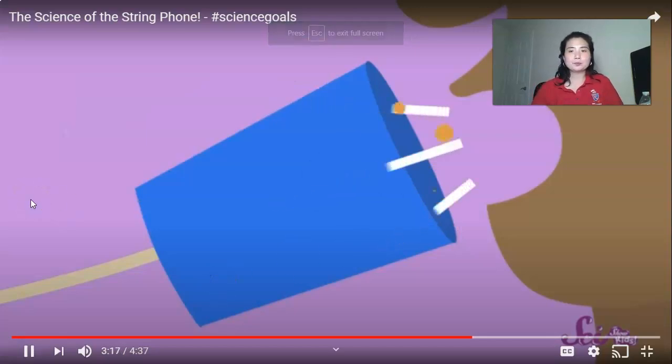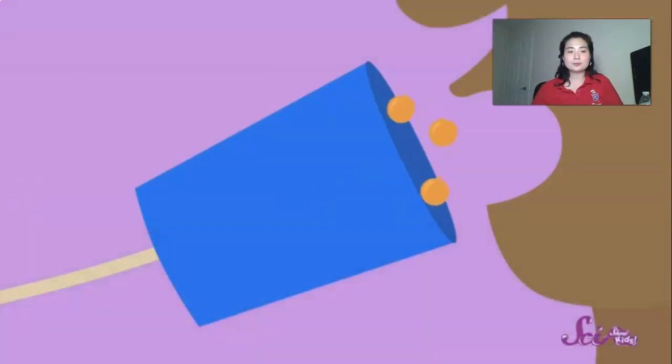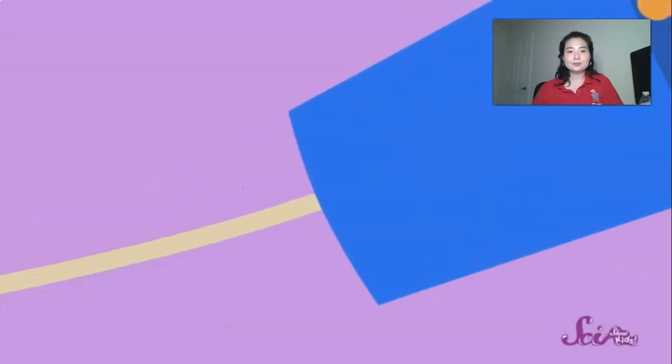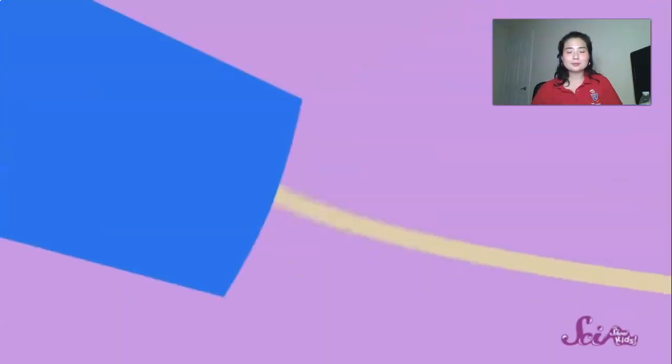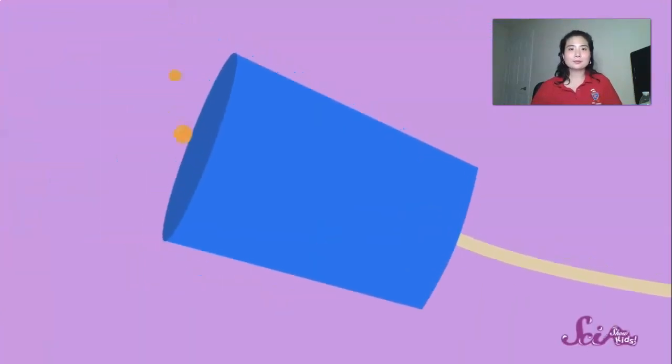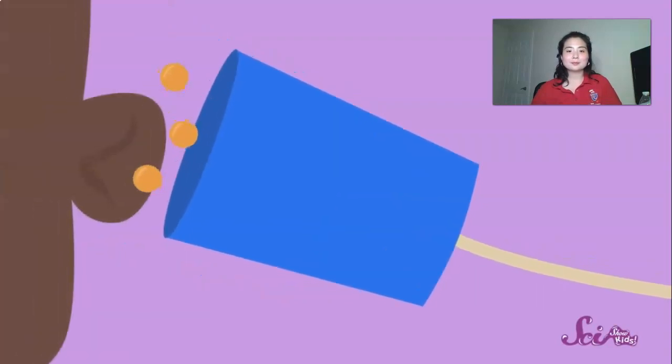Your voice makes the air particles in the cup start to vibrate. These vibrations then make the bottom of the cup vibrate and make the string move in the same way. And then the vibrating string makes the bottom of the other cup move and the particles in the air in that cup until it reaches your friend's ear.